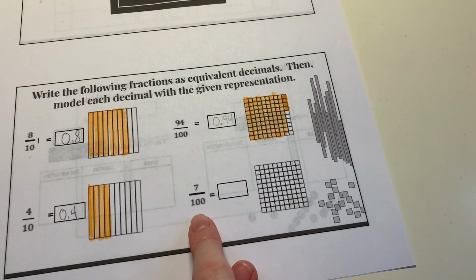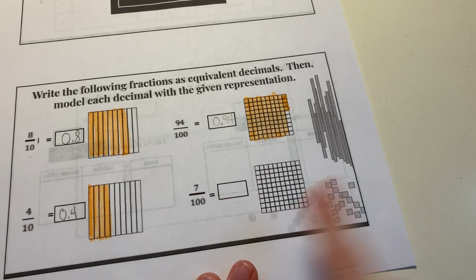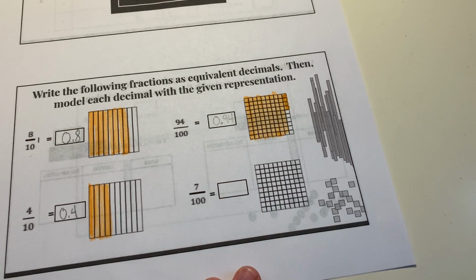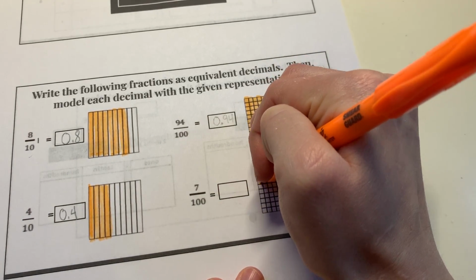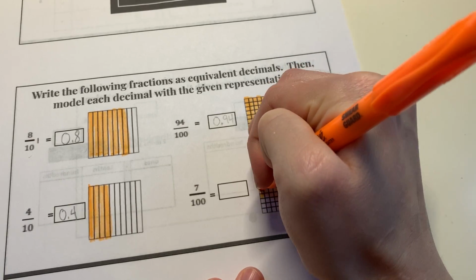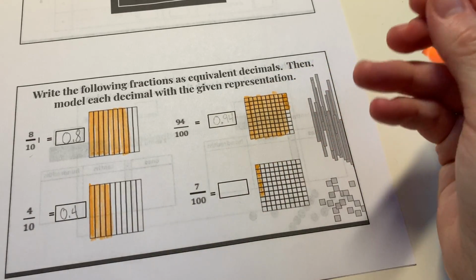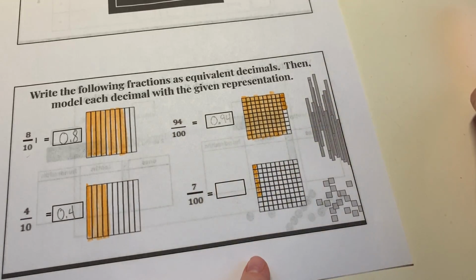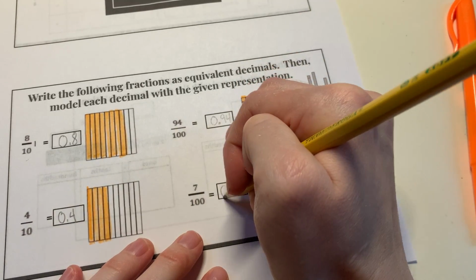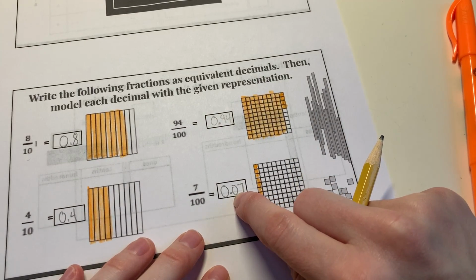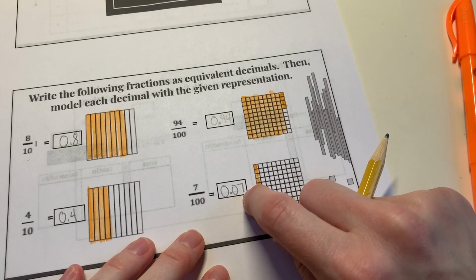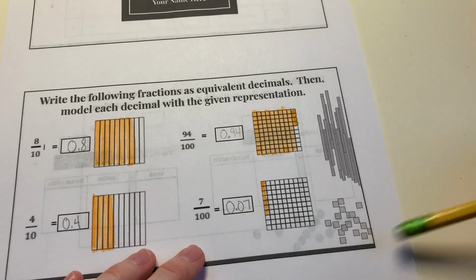One more. We have 7 hundredths. Write it as a decimal and show it here. All right. I have 7 hundredths. Let's go ahead and color that in. 4, 5, 6, 7. So this is 7 hundredths, not 7/10. So I'm only coloring in 7 little squares. And since this is 7 hundredths, the 7 goes here. This is the 10ths place. This is the hundredths place. My 7 is going to go here. All right, let's go ahead and go on to the next slide.